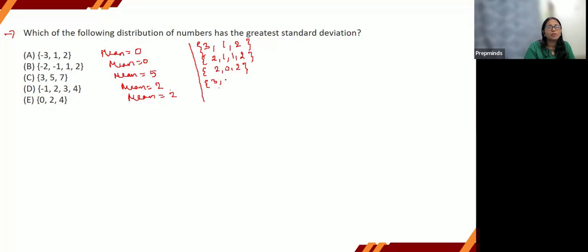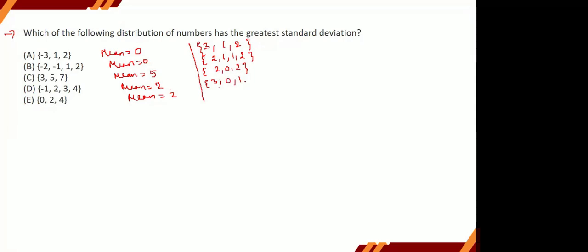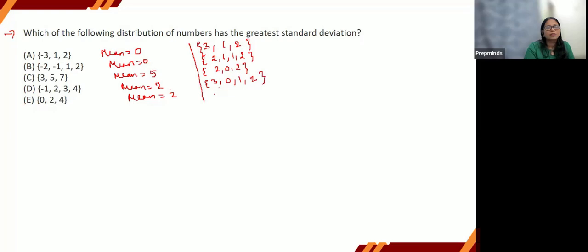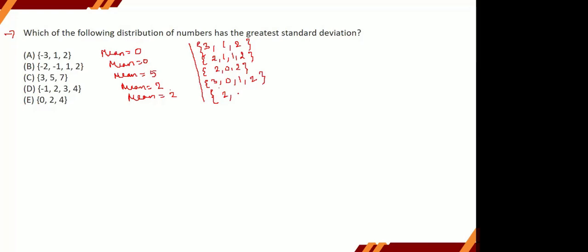But take it as distance because distances are always positive. So then 2 from 2 is 0. 2 from 3 is 1, and then it is 2. Then here it is 2, 0 and 2.